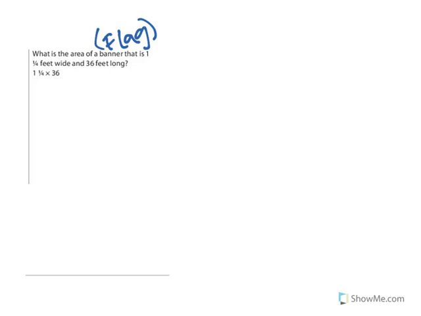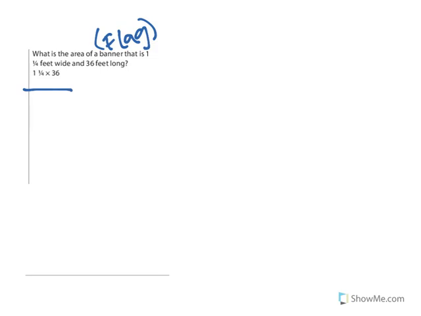So what is the area of a banner that is 1¼ feet wide and 36 feet long? Now we've written down the equation for you, 1¼ times 36, but I want you to pause the video and see if you can solve this on your own, maybe even trying to use an area model.